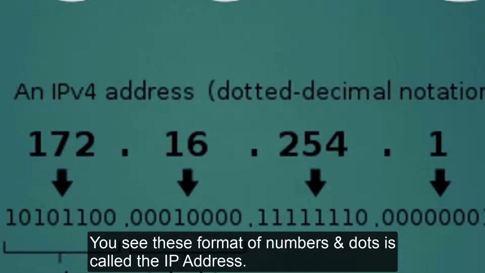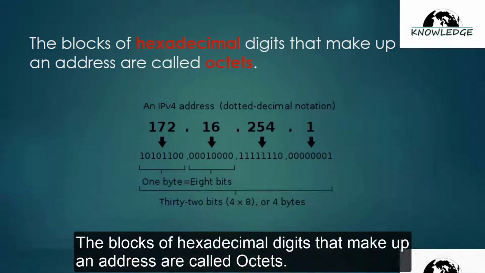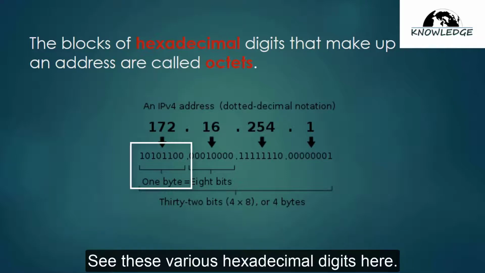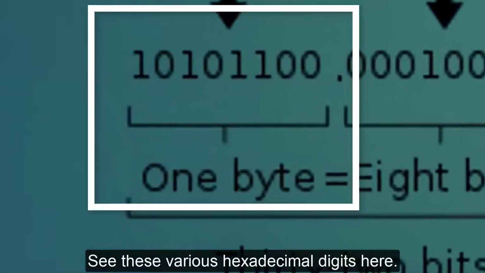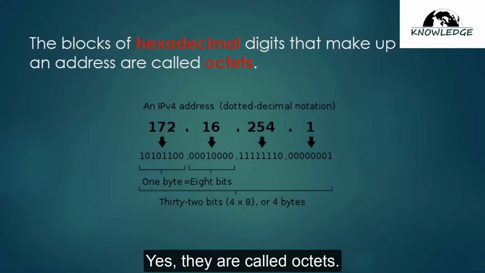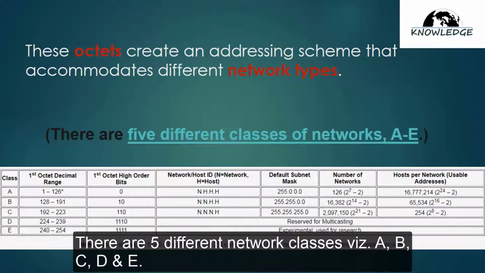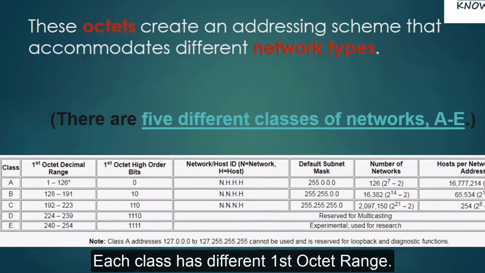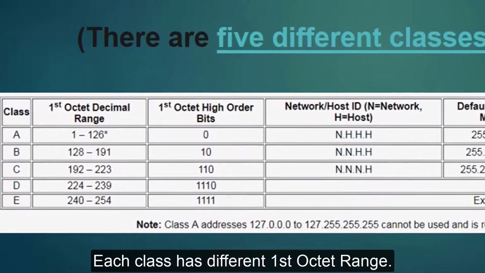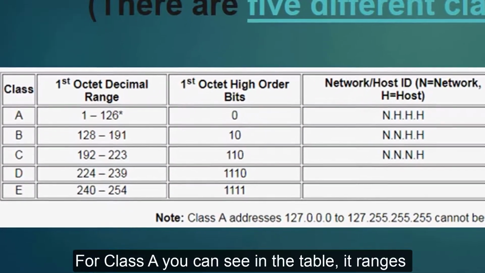You see this format of numbers and dots is called the IP address. The blocks of digits that make up an address are called octets. See these various digits here? Yes, they are called octets. And these octets create an addressing scheme for different network types. There are 5 different network classes, namely A, B, C, D, and E. Each class has a different first octet range.